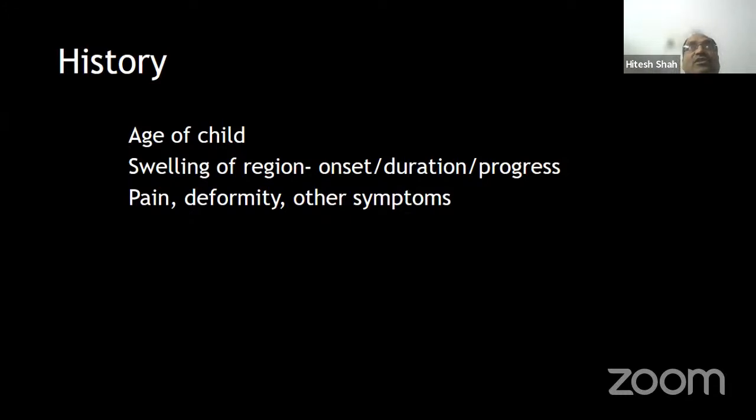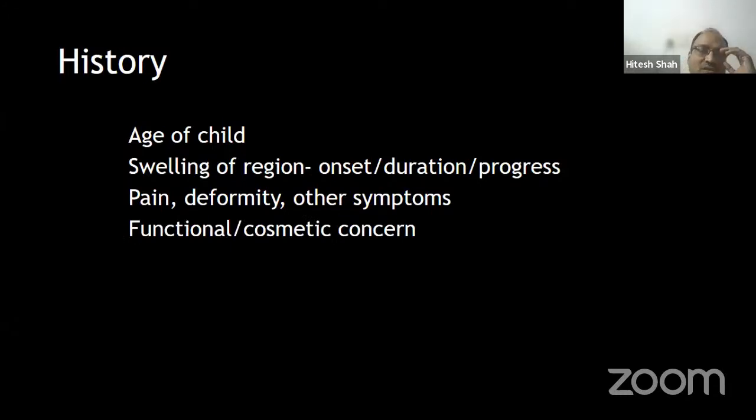And the third important symptom is deformity. If it is associated with deformity, in the upper limb it can be cubitus valgus or varus, while in the lower limb it may be genu valgum or varum. Is it present with deformity or not? The most important is what is the concern for the parents and the patient? Is it function or cosmetic? Many times they will be bothered to find out what kind of tumor this is. And most important, is there one swelling or multiple swellings? If there is a single swelling, the diagnosis would be different than if there are multiple swellings.